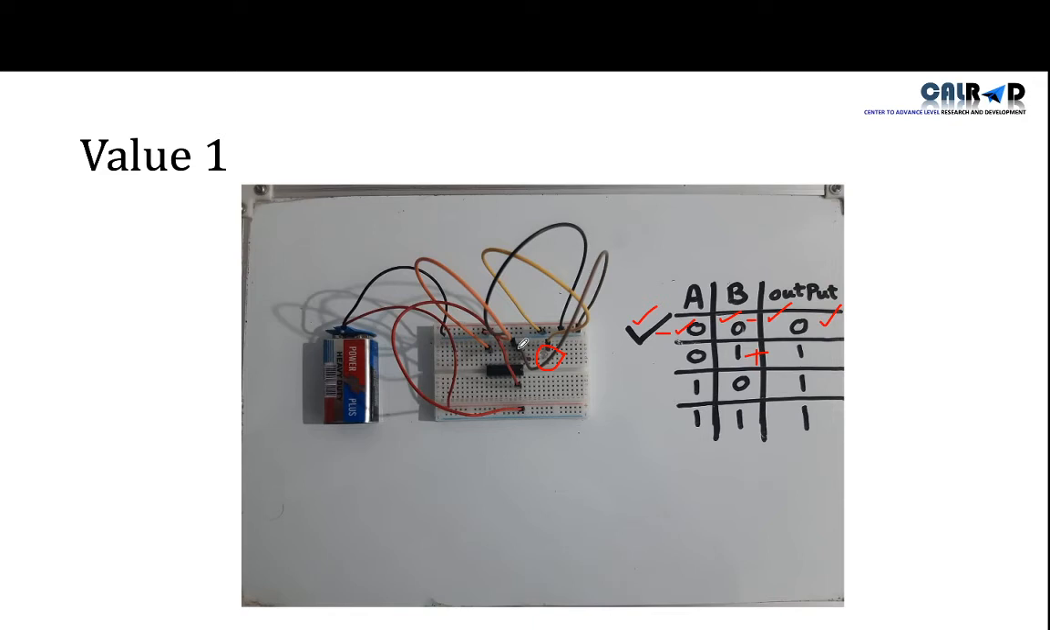This is the input 1, this brown wire we put on negative, and this black wire we also put in the negative. So both negative is given and LED is not blinking. So our first is proved.